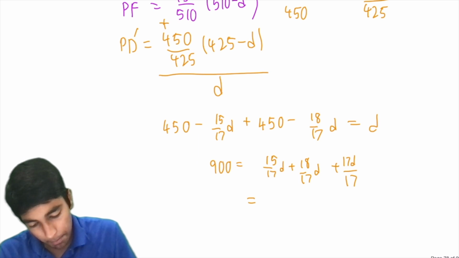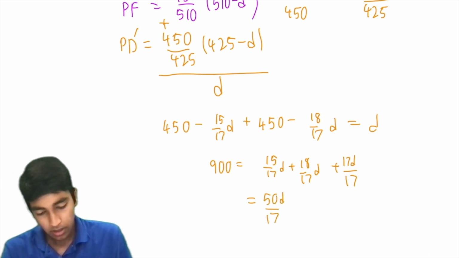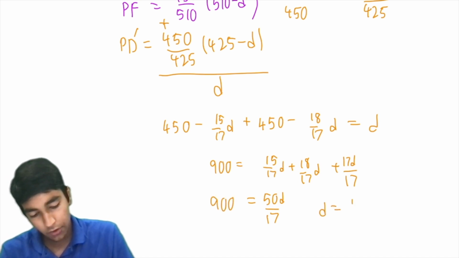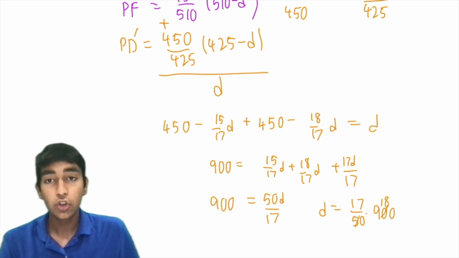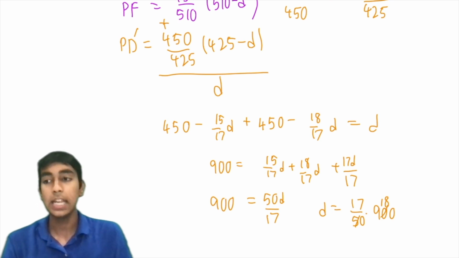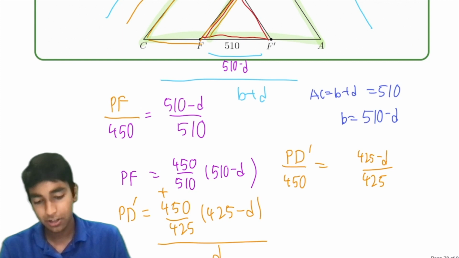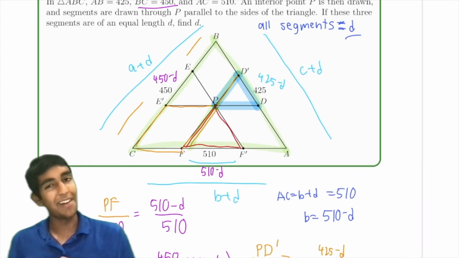And if we add this up, we get 50D over 17, and that equals 900. So D equals 17 over 50 times 900, which is 17 times 18, which is 17 squared, 289, plus 17, which is 306. So D equals 306. Cool problem, but let's quickly review everything.